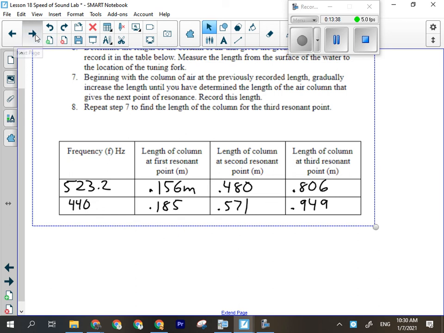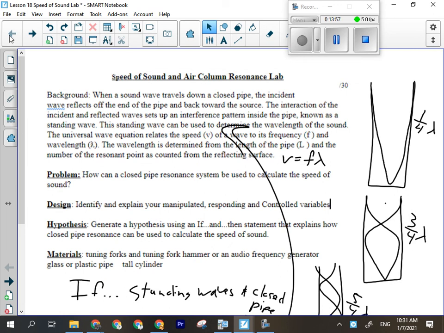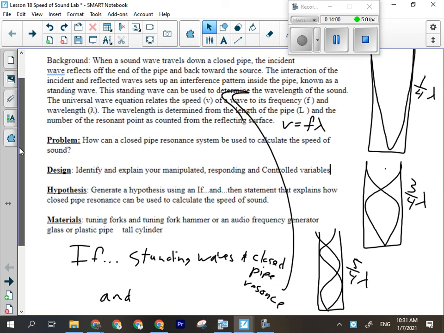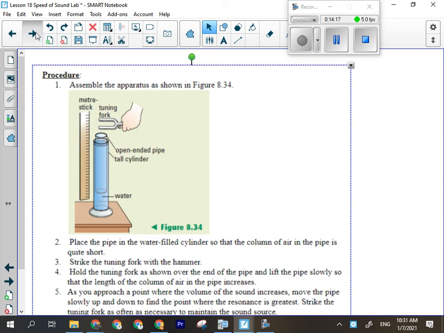So now that we've got our data, let's just quickly look at what you've got to do with it here. Okay, so for the analysis, in terms of wavelength, how far is each of the three resonant points from the reflecting surface of the water at the bottom of the air column? All right, so in answer to that question, I refer you to the three diagrams I drew at the beginning. Okay, that's what they're talking about. How many wavelengths is it for each resonant point? Okay, so they're talking about those three diagrams right there. You're welcome. That's some freebies for you. Okay, I'll go back to that in a minute.